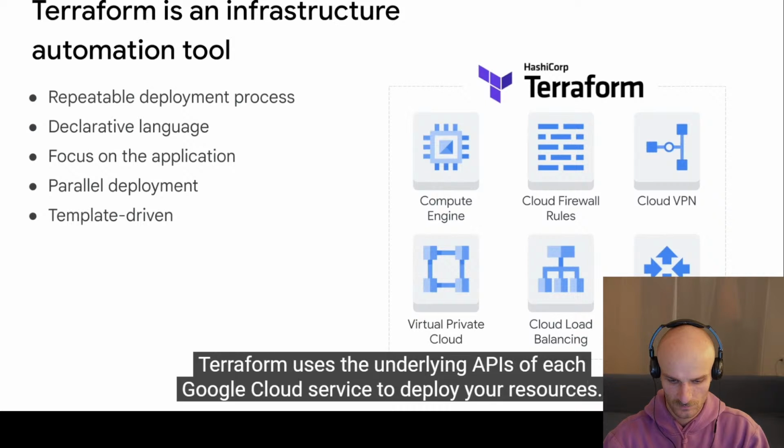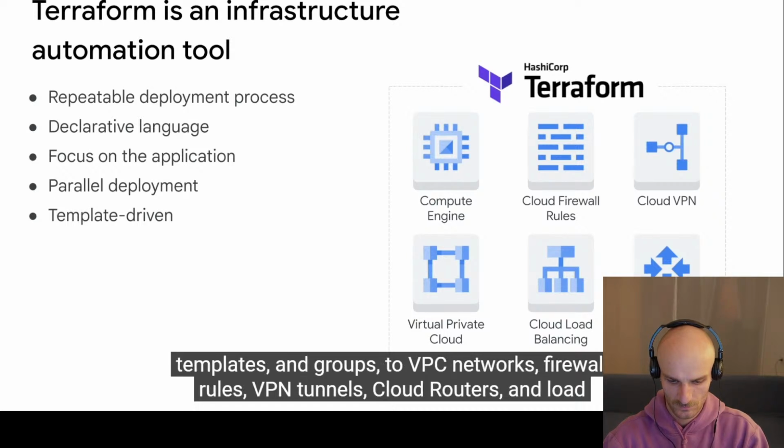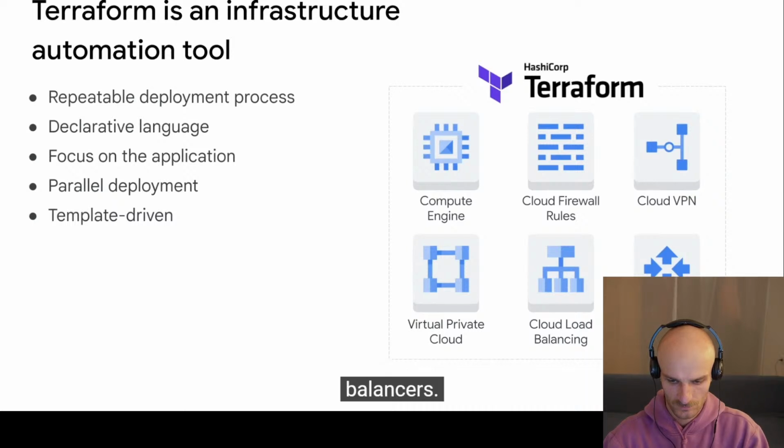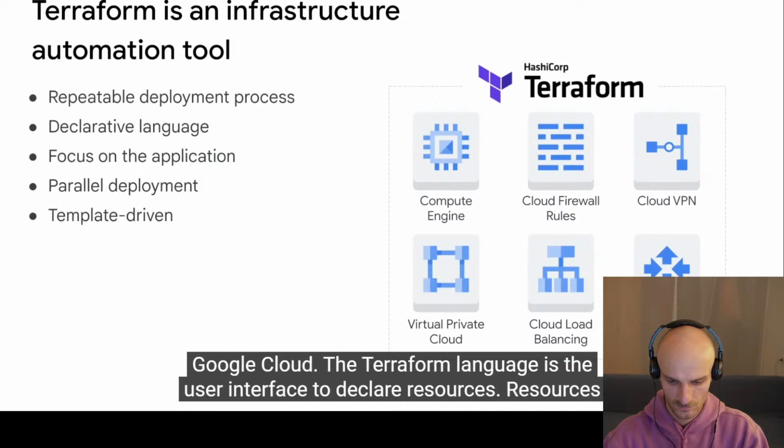Terraform uses the underlying APIs of each Google Cloud service to deploy your resources. This enables you to deploy almost everything we have seen so far, from instances to instance templates and groups to VPC networks, firewall rules, VPN tunnels, cloud routers, and load balancers. For a full list of supported resource types, a link to the Using Terraform with Google Cloud documentation page is included in the course resources.